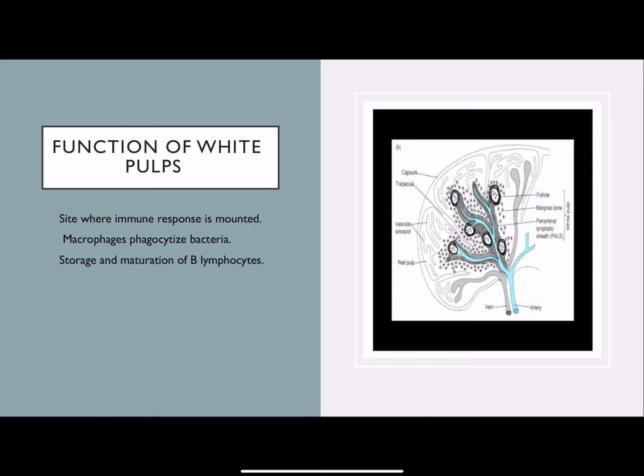And finally, the function of the white pulp is that it's the site where immune response is monitored. Macrophages phagocytose the bacteria, with storage and maturation of the B lymphocytes. As I said, the white pulp consists of lymphocytes, and its function here is as the site where immune response is monitored. That is because the lymphocytes are responsible for cell mediated immunity, which is an immune response that involves the activation of certain immune cells to fight the infection.